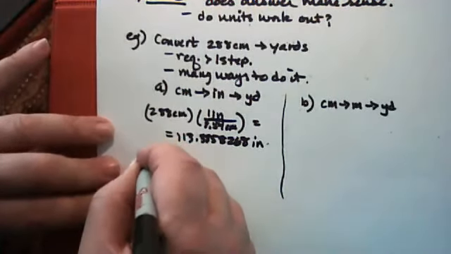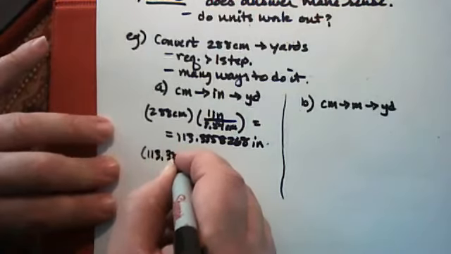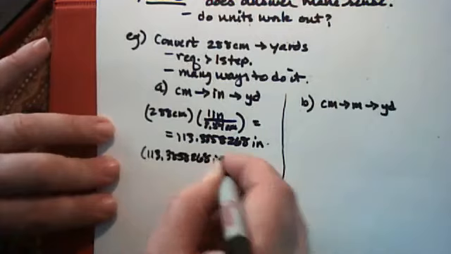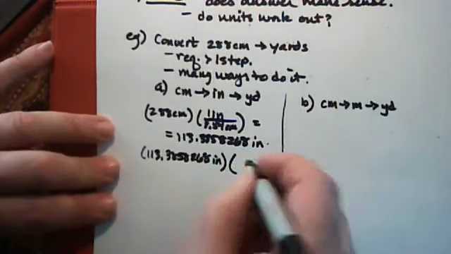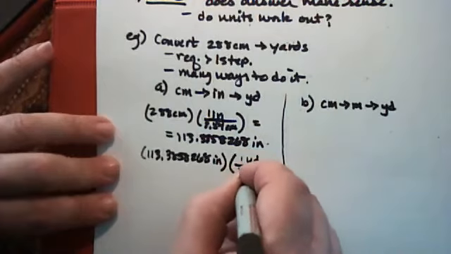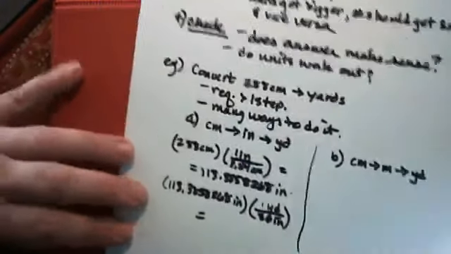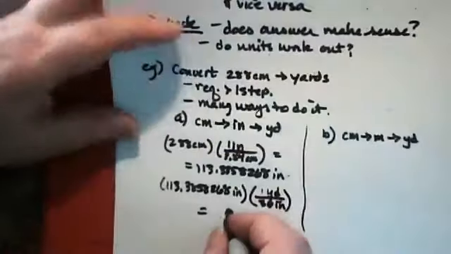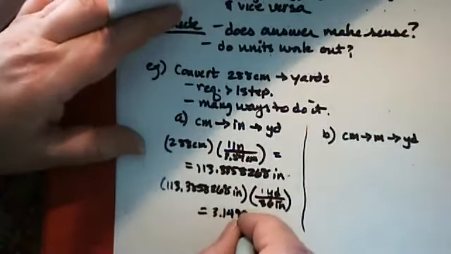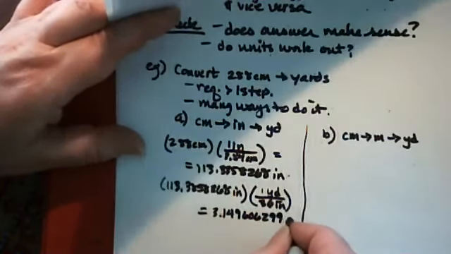So then we need a second step where we take the answer from the first step, 113.385828 inches, and multiply it by our next conversion factor. We've got inches. There's 1 yard for every 36 inches. And that gives us our answer. And the answer we get is 3.149606299. And that would be in units of yards.